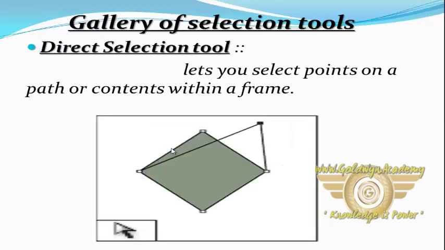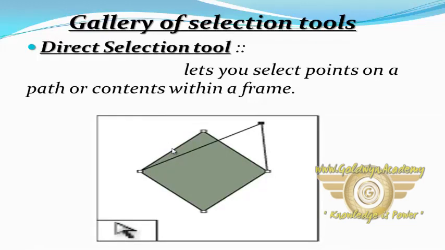Second, the direct selection tool. It is used for selecting a point on a path or content within a frame. This is an example of the direct selection tool. Here the object is selected with the direct selection tool. We can select the path, segments and anchor points.